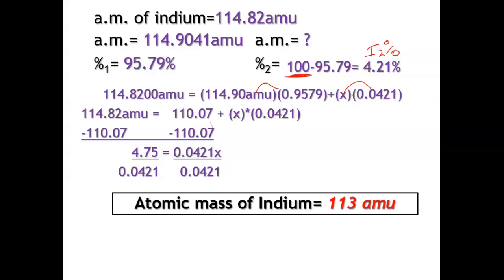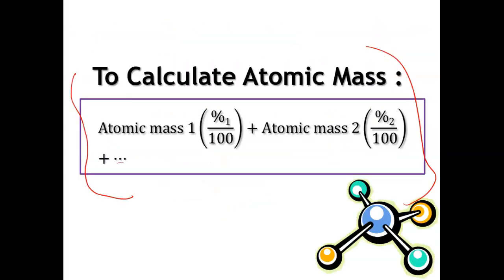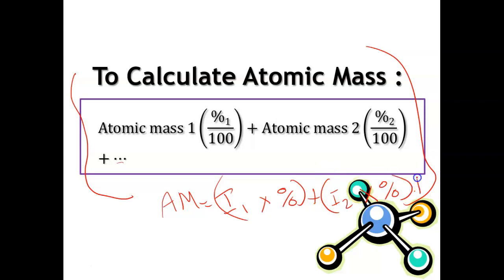We'll do some more of these in class. This one is a little bit more challenging, but just remember your equation to calculate atomic mass: atomic mass equals the isotope number 1 times its percent, plus the isotope number 2 times its percent, and so on.